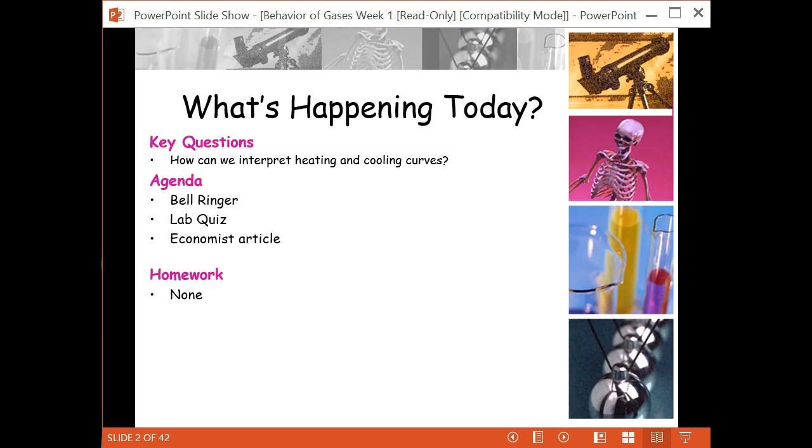Okay, so today our agenda is very simple. You're going to take the lab quiz. When you finish your lab quiz, there's an article from The Economist on lithium carbonate that you guys can read, and it just gives you a good idea of some chemistry things that are happening in current events these days. The more you read about this stuff, the more you really see it in your everyday life, and it will deepen your understanding and appreciation of chemistry.